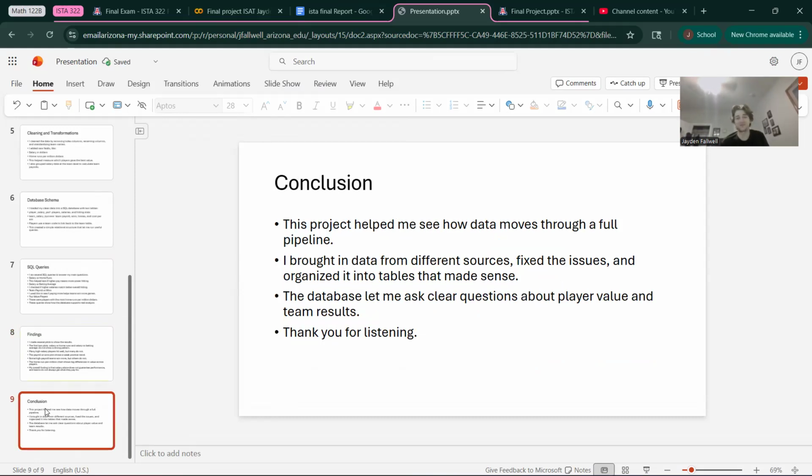For my conclusion, this project helped me see how data moves through a full pipeline. I brought in data from different sources and fixed it. The database let me answer questions about players' value. It showed me that if you pay more for a higher payroll, then you do win more. And if you pay a player more, that means they are a good player and they will have a better average, better hitting stats, and your team will be better.